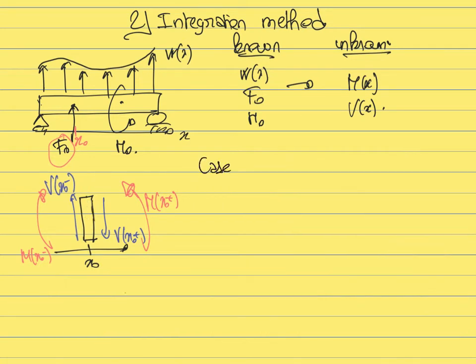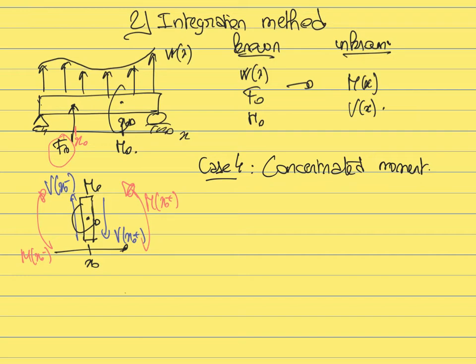Now, case 4. Next, we're going to consider a similar idea, but this time you have a concentrated moment at the point x naught. So this time, at x naught you have a concentrated moment m naught.